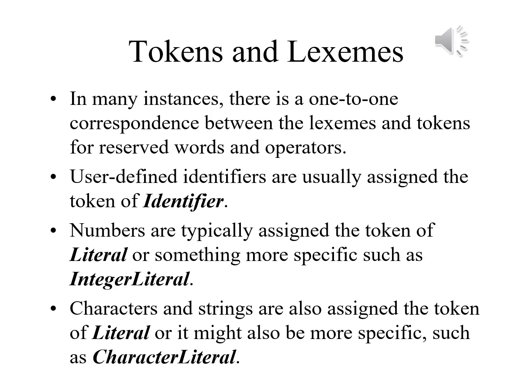There are many instances where there is a one-to-one correspondence between lexemes and their respective tokens. This is usually the case with reserved words or operators. When the user defines identifiers within the program, these will typically all have the token identifier. Numbers that appear in a program are typically assigned the token literal, or they may be given something more specific, such as integer literal. Characters and strings are also assigned the token literal in most cases, or it could be something more specific, such as character literal or string literal.